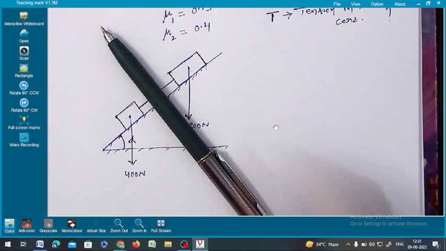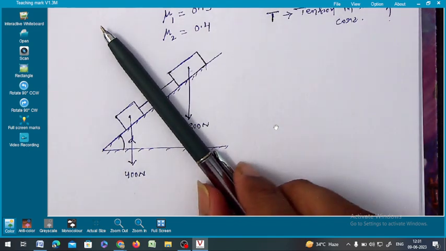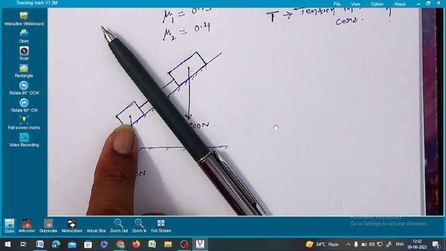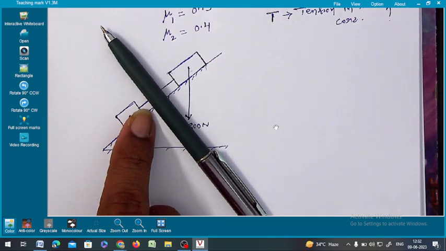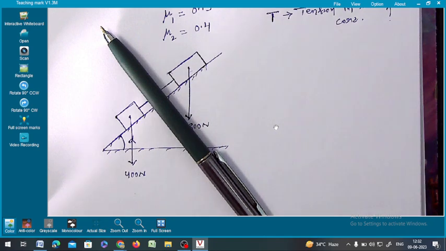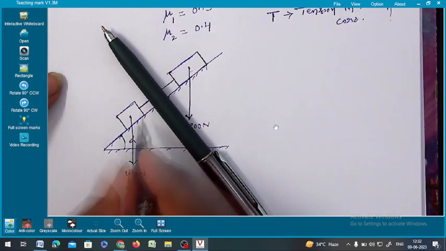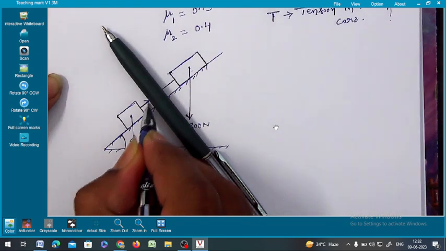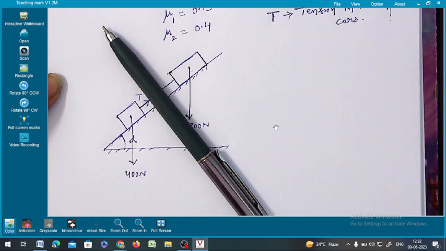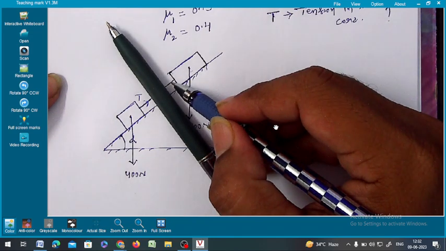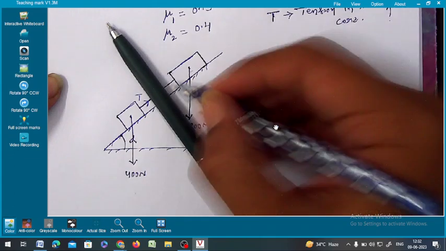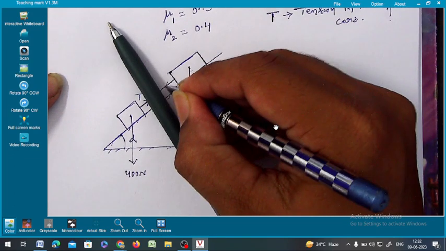Okay. Now imagine, please listen carefully, that I am breaking this thread, this cord, into two pieces. Now for this particular body, in the cord there will be which force? Tensile force or not? So it is in which direction? It is outward or not? So it is a pull force or not? So this is T. Clear? Now, for this body, what is the force in the cord? Tensile. Clear?